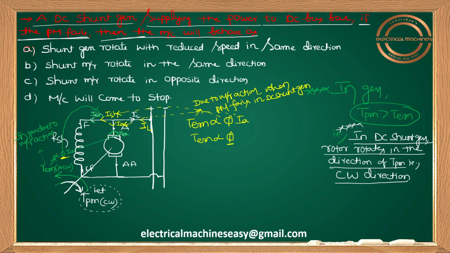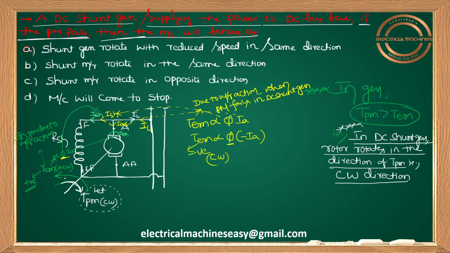And what about Ia? Previously Ia is upwards when it is acting as generator. When it is acting as motor, Ia is downwards. So previously when it is upwards, I took positive here. Now it is downwards, so let me take minus Ia. Obviously your torque becomes negative. Previously, Tm proportional to flux into Ia, flux positive and Ia positive, so I took electromagnetic torque also positive, meaning anti-clockwise direction. Now whenever you are getting negative, the direction of your electromagnetic torque due to motor action when prime mover fails will be clockwise.